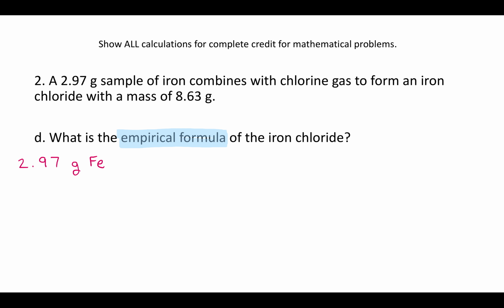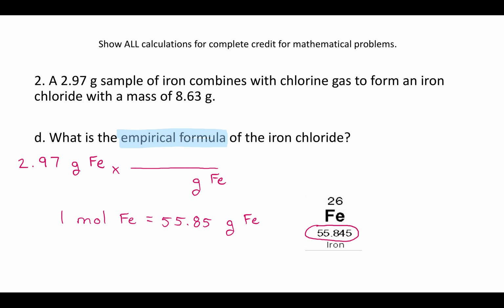So first, to get the moles of each element of the compound, we know we have 2.97 grams of iron, and I'd like to convert that to moles. So I'm going to write a multiplication sign and a fraction bar. The units that I start with on top, in this case grams of iron, are going to go on the bottom because I want them to cancel out. And I'm going to fill that in using the conversion factor that I get from the periodic table. The number underneath each symbol in the periodic table tells you how many grams are in 1 mole of that element. So in this case, 1 mole of iron has 55.85 grams of iron. And you can see how I wrote it in the equation.